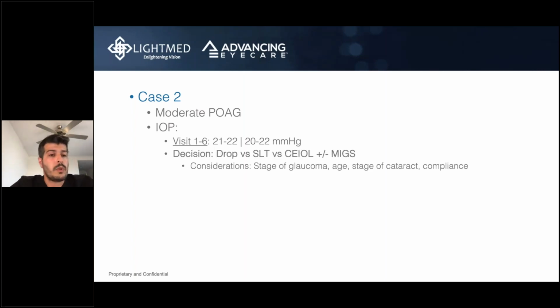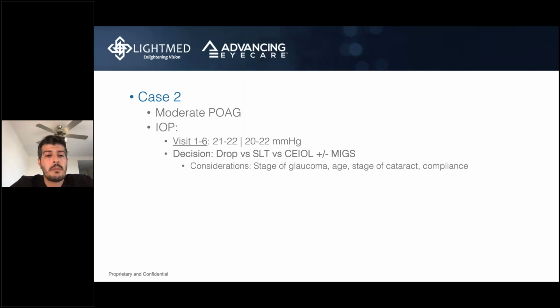So what do we do? Well, the options are drops, SLT. Given that this patient had cataract, another option is to do cataract surgery with MIGS, minimally invasive glaucoma surgery. So consideration, stage of glaucoma. Again, this patient is moderate stage. He's actually young in the glaucoma world, so I really don't want him to get any worse from where he is. And stage of cataract, I would call the cataract mild.